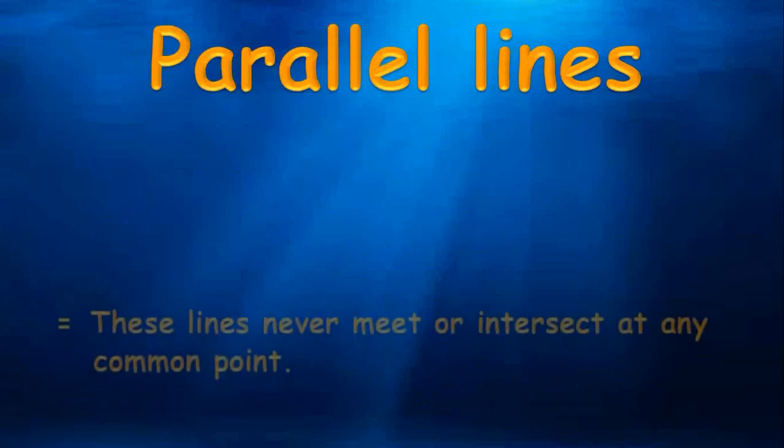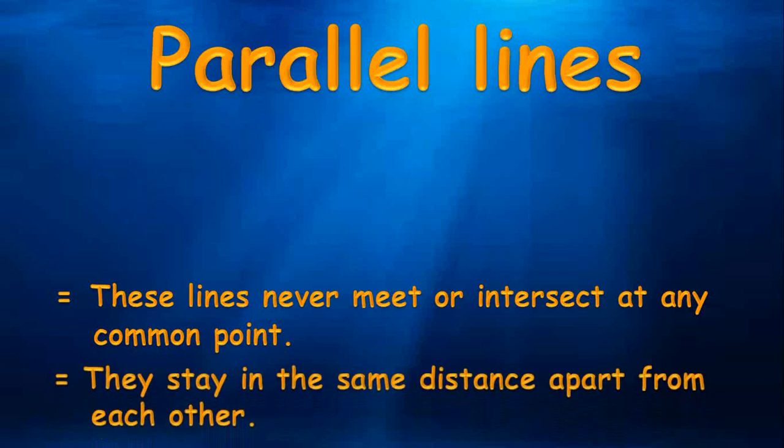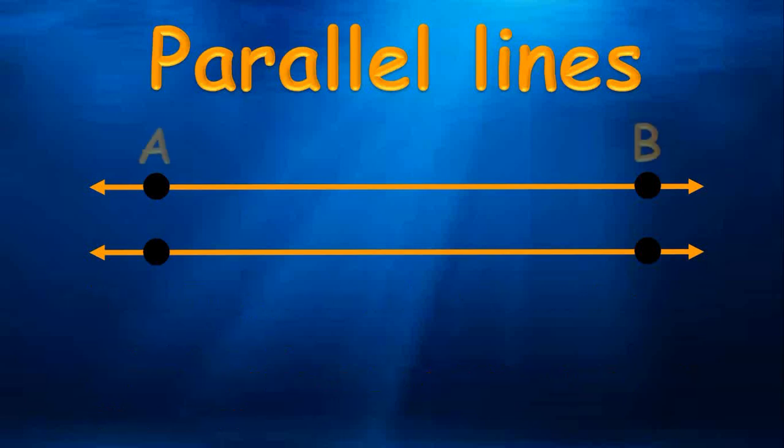Let's start with parallel lines. What are parallel lines? These are lines that never meet or intersect at any common point. They stay at the same distance apart from each other. To name a parallel line, let's put a letter on each line. For example, line AB is parallel to line XY in words and symbols.